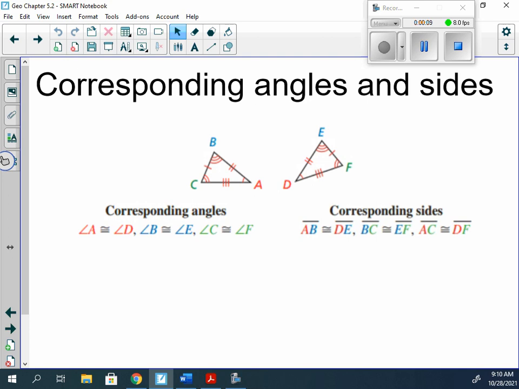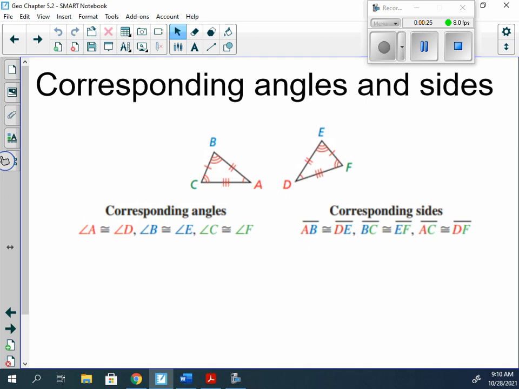What we're looking at today is corresponding angles and sides. When we look at this first one here, the corresponding angles are going to be the angles that are congruent between the two triangles. So any angles that are the same measure or are congruent would be corresponding.